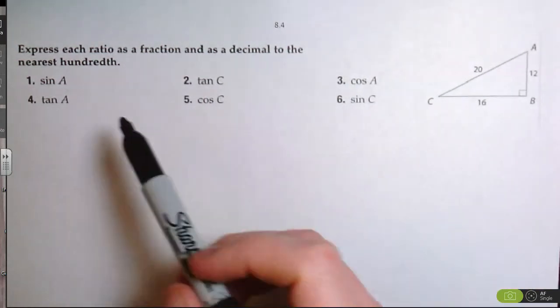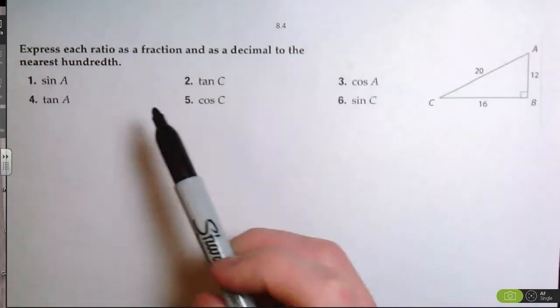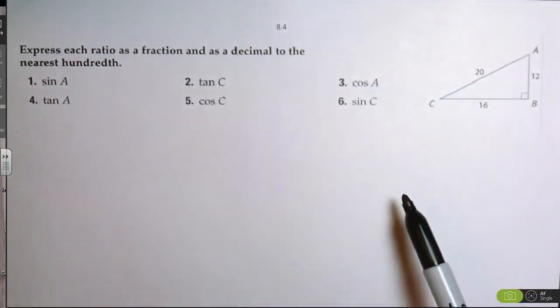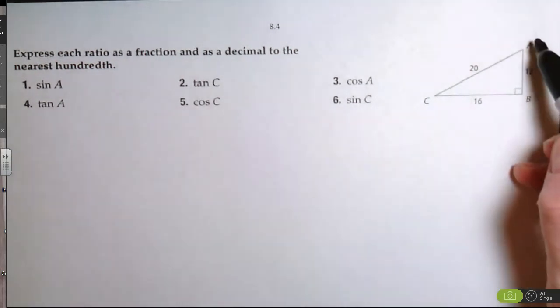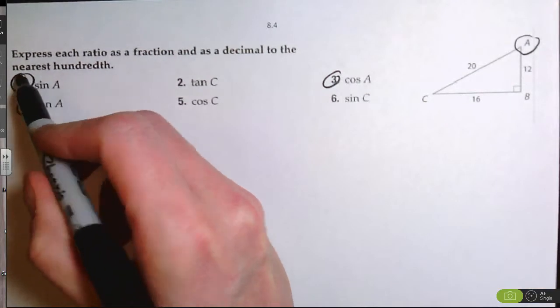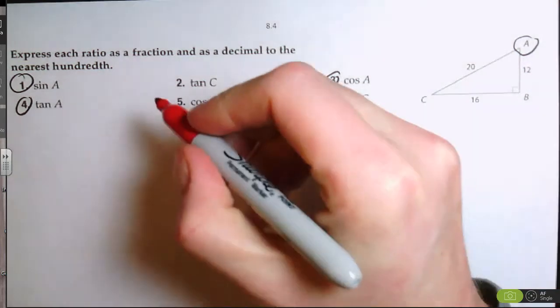They want us to do sine of angle A, tangent of angle C, cosine of angle A, tangent of angle A, cosine of angle C, sine of angle C. So they're doing all three trig functions for angle A and angle C. Let's just start with angle A. We'll do those, which will be problems 3, 4, and 1, in black. And then we'll do in red problems 2, 5, and 6.